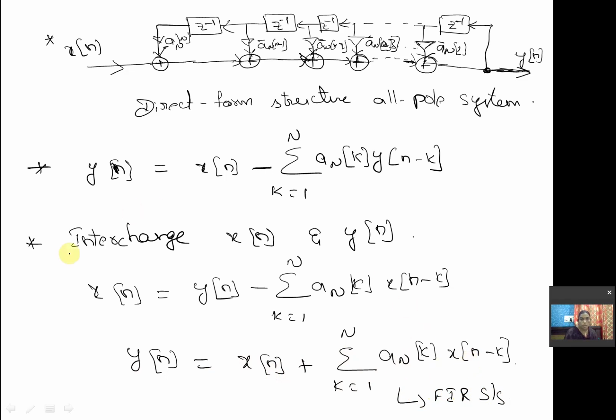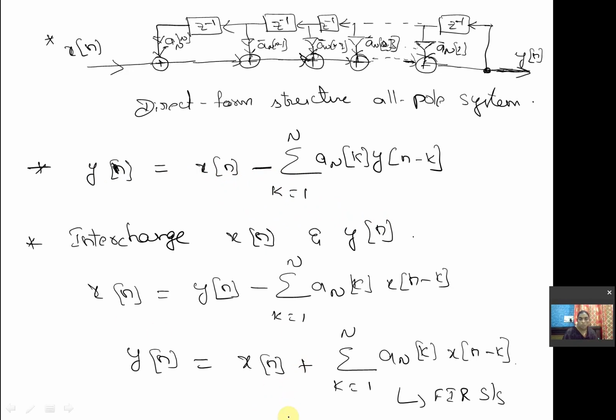But in an IIR system, output depends on present and past inputs and also past outputs. If it depends only on the present input and past outputs, and not on past inputs, it is said to be an all pole system. If it depends on past inputs also, that is said to be a pole zero system. Okay, that is the difference.